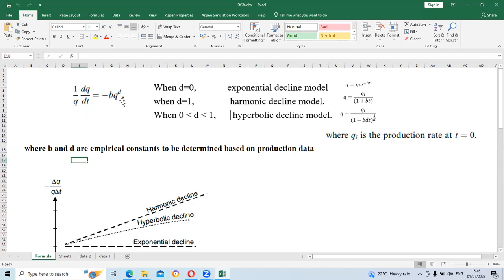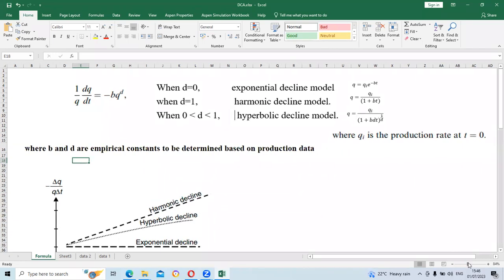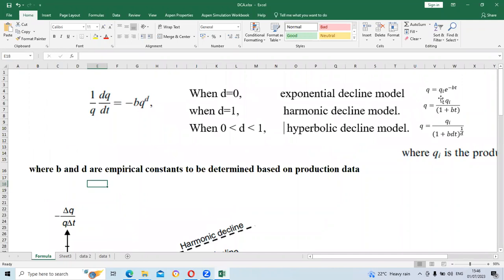If I now integrate this equation, it's going to give me this. Let me expand it a little bit. It's going to give me this equation, and this particular equation is now called the exponential decline model. If d is equal to 1 and I put d equal to 1 there, I'm going to have this equation, and this is the harmonic decline model.